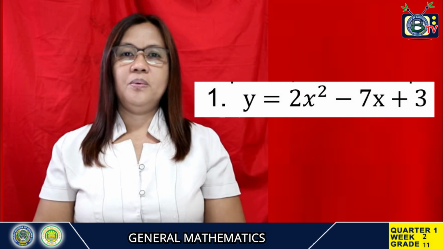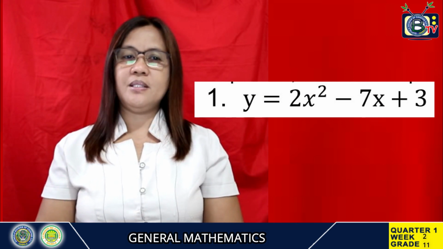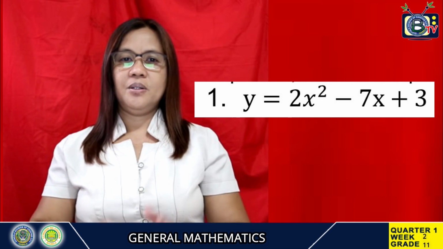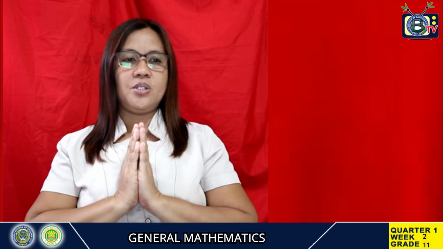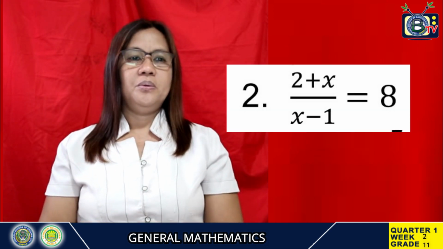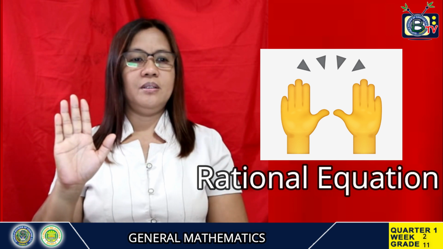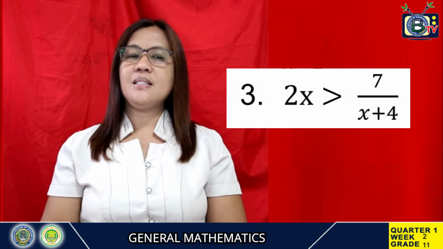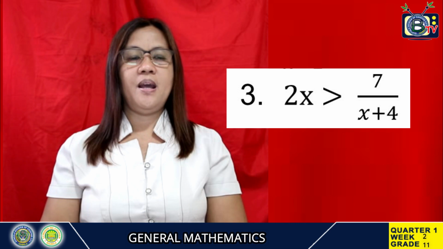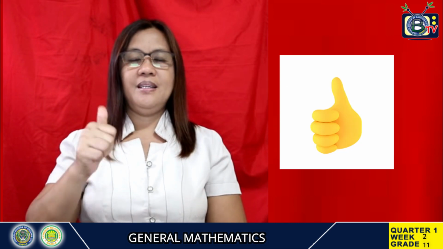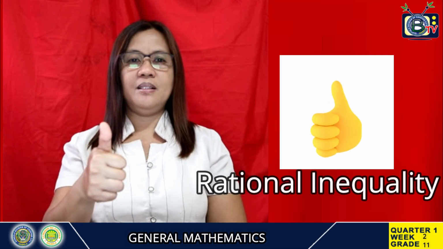Number 1. y is equal to 2x squared minus 7x plus 3. Correct, it's a rational function. Number 2. 2 plus x over x minus 1 is equal to 8. Very good, it's a rational equation. Number 3. 2x is greater than 7 over x plus 4. Yes, it's a rational inequality.